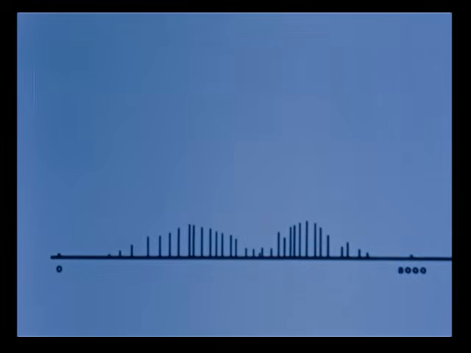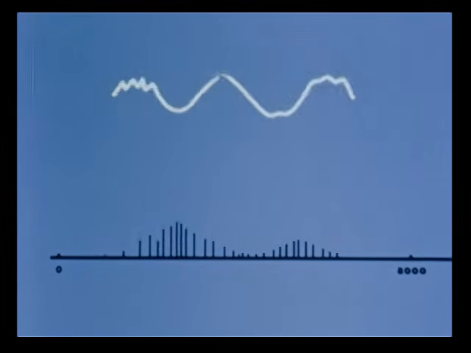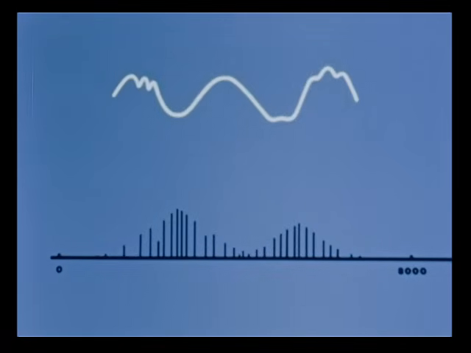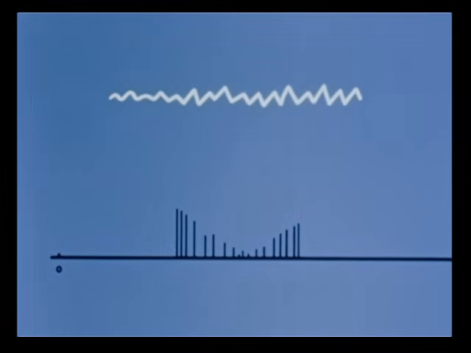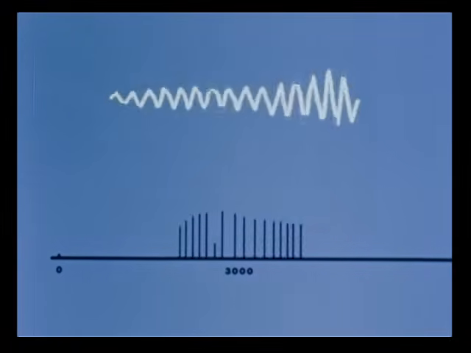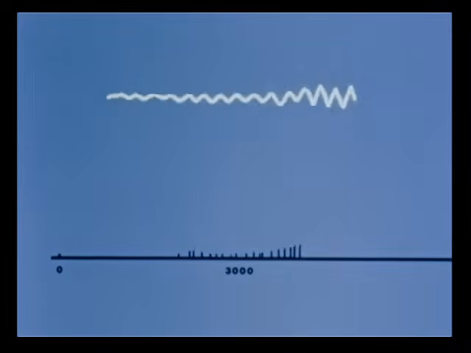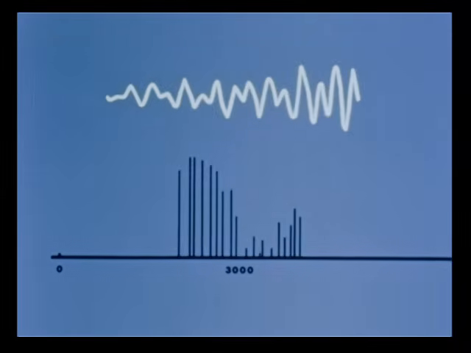The associated wave shape looks like this. By filtering out inessential harmonics, we can reduce this range to 3,000 cycles. Since the intelligence has been retained, we have produced a voice channel.